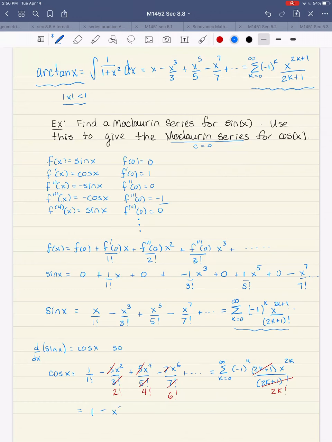And so in its pretty form, I can write that as 1 minus x squared over 2 factorial plus x to the 4th over 4 factorial minus x to the 6th over 6 factorial, and so on. So another alternating series.